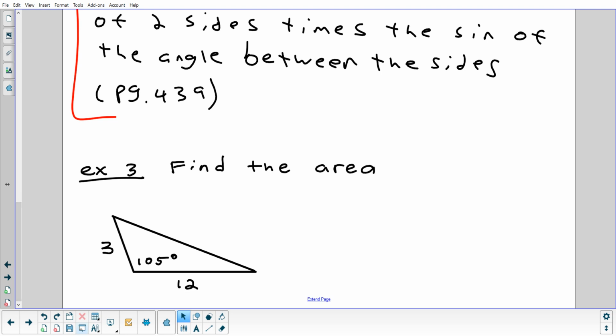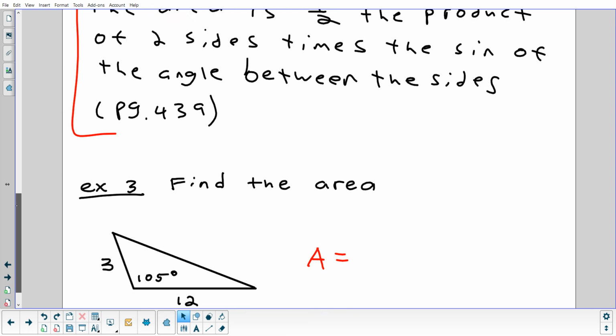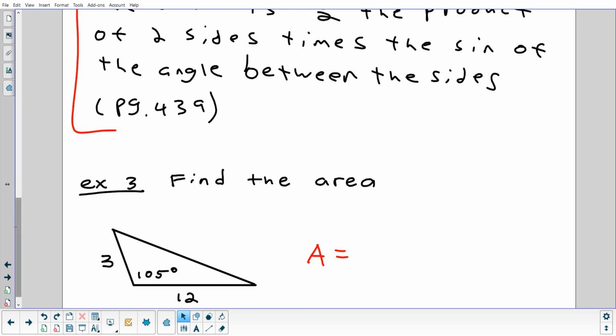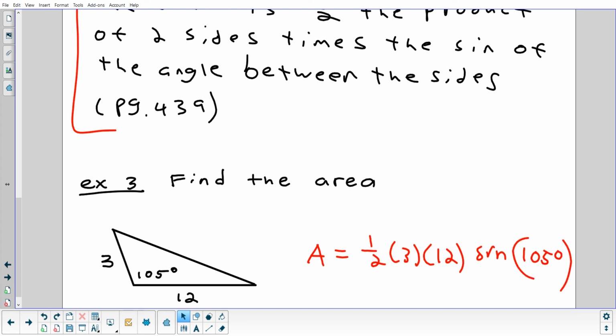So here's an example of where you could use that. We don't have to do it out, but can someone tell me how you would set up the formula using that idea to find the area of that triangle? Yep, so 1/2 3 times 12 sine 105. 1/2 the product of any two sides you want times the sine of the angle between them. And that's it. That's your area.